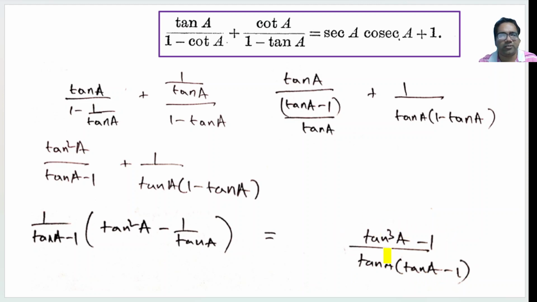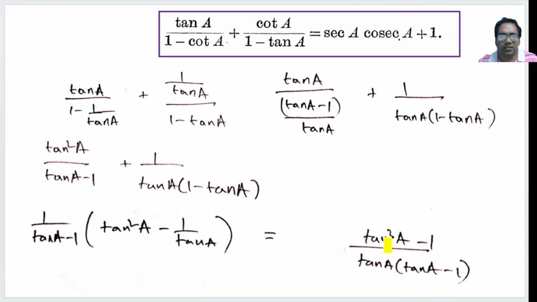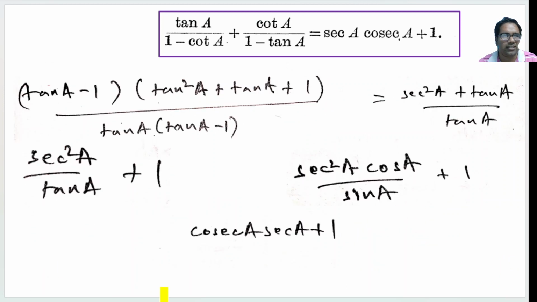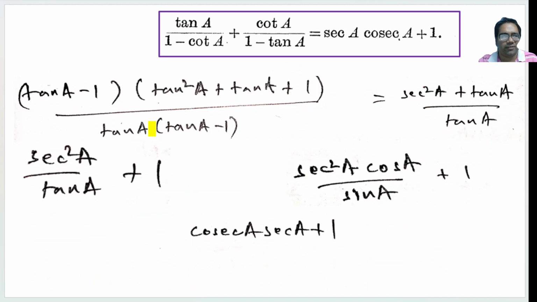This is in the form of A cube minus B cube, which is A minus B times A square plus AB plus B square. We know the regular formula. So let's write it as A minus B into A square plus AB plus B square, which is tan square A plus tan A plus B square, which is 1 square. Why are we doing this? Because we want to cancel this tan A minus 1. Ultimately we have to remove the denominator. If you write this, tan A minus 1 will get cancelled. We'll be left with tan square A plus tan A plus 1.